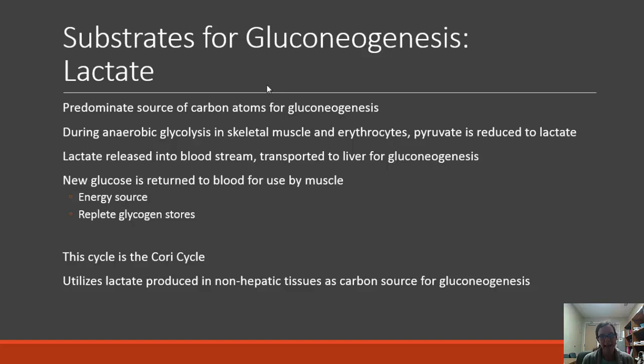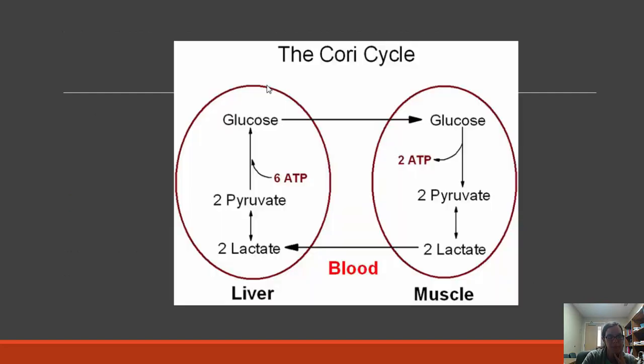We talked about where lactate came from, and especially it comes from our cells that don't have mitochondria, like our red blood cells. And the lactate is released into the bloodstream and then goes back to the liver to be used as a substrate for gluconeogenesis. And this cycle is called the Cori cycle. So basically what the Cori cycle does is it utilizes lactate from other non-hepatic tissues and uses that carbon source for gluconeogenesis.